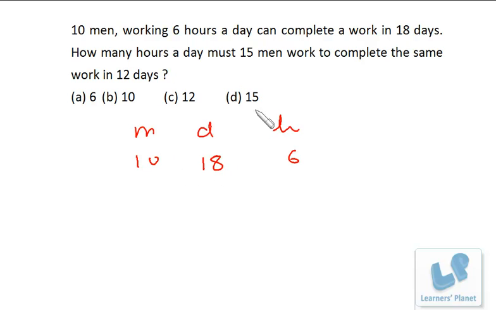How many hours a day, that is, let it be x, must 15 men work to complete the same work in 12 days? Okay. Now what is the unknown quantity over here? It is hours. So we put hours on the left hand side. Now we have to see the relationship of the other variables with hours.